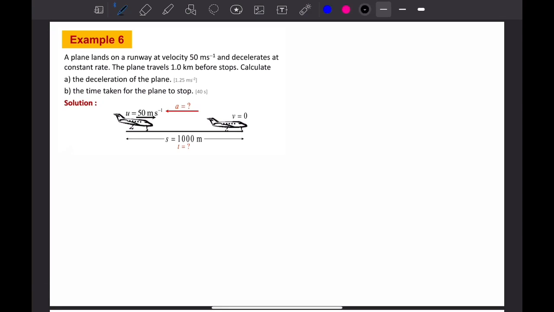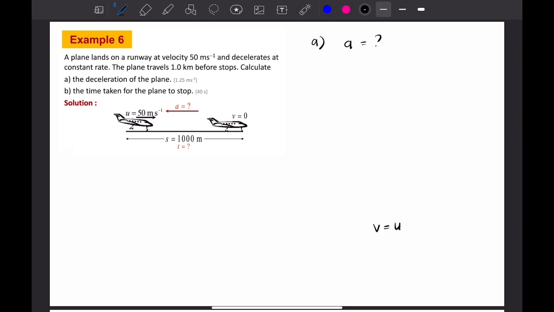So example 6, a plane lands on a runway at a velocity of 50 meter per second and decelerates at constant rate. So we have U, the initial velocity, and decelerate means acceleration, but we don't know it. And then we have the displacement, it travels 1 km. Calculate the deceleration of the plane. So A is what we want to find.